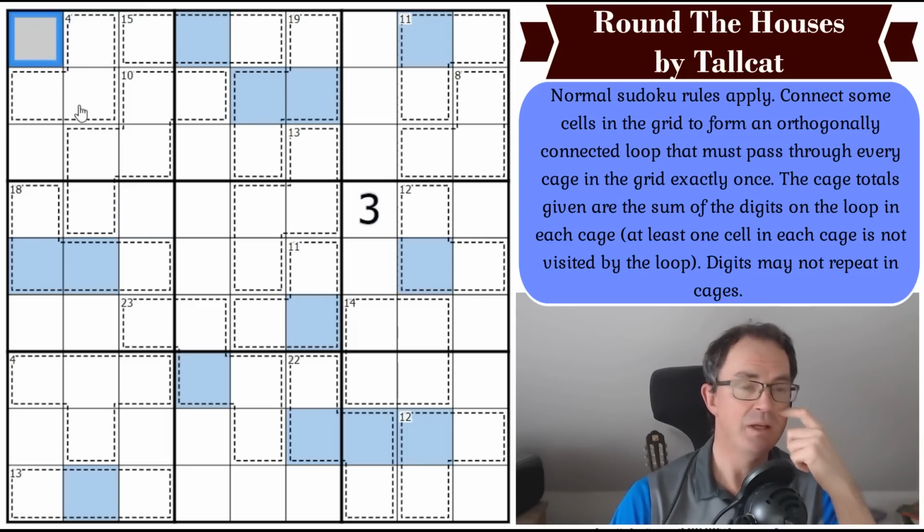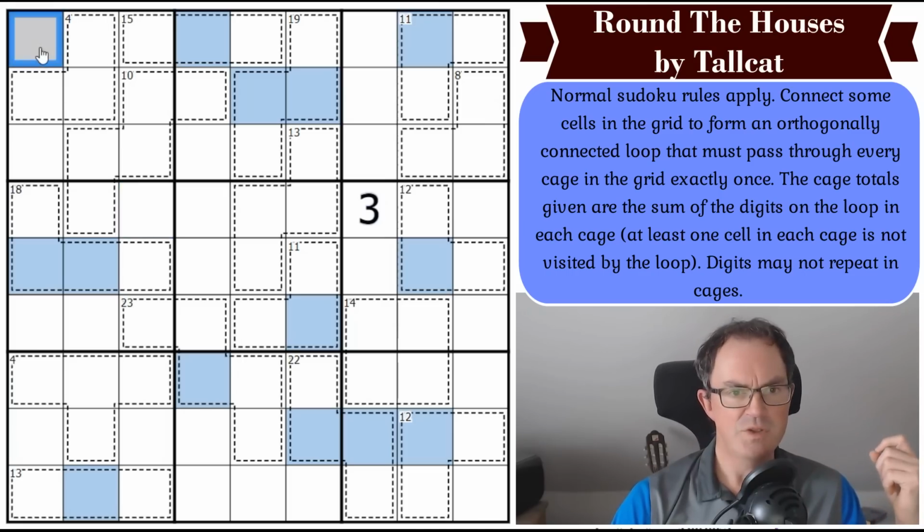My grey was going to be my, see, I'm just worried about our colourblind viewers. Maybe I should make it orange, actually. I think blue and orange are the most colourblind-discernible colours. And I should only need 2 colours today, shouldn't I? I've got loop cells and I've got non-loop cells.